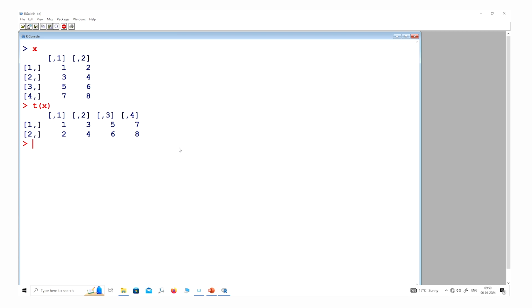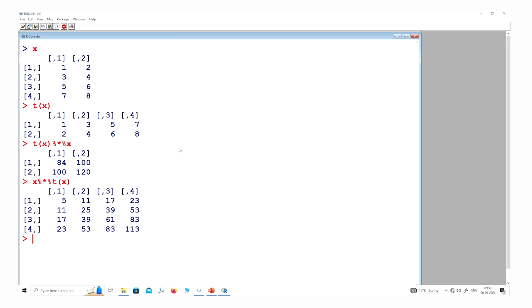And if you try to multiply the transpose of x, percentage star percentage, x, you will get this matrix. Whereas if you try to multiply x with the transpose of x, then what do you expect? What should be the order? Don't you think that the order should be 4 by 4? So this will come here, right? And similarly, you can do the same operation.